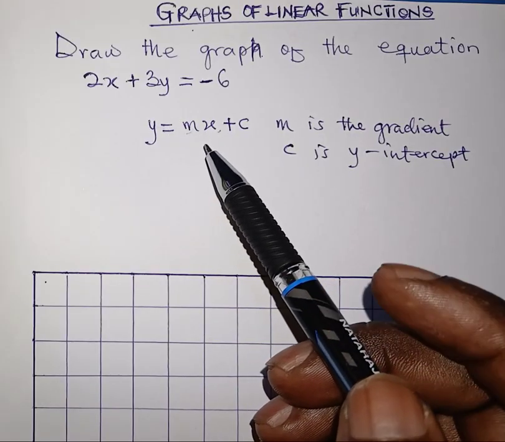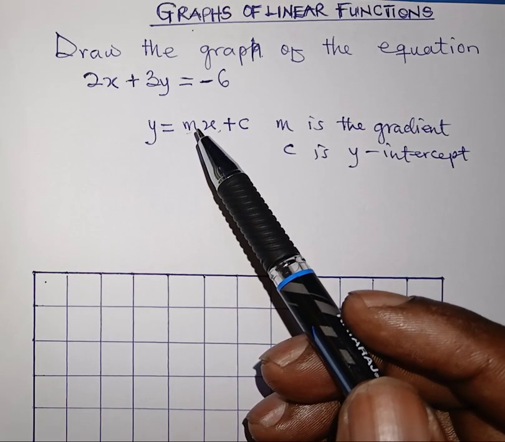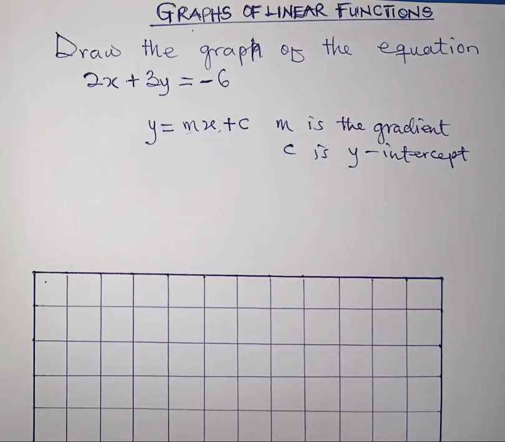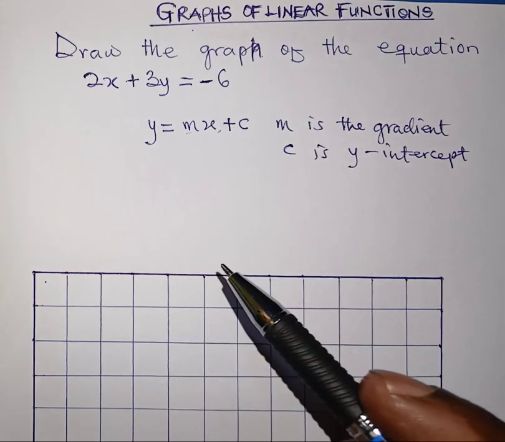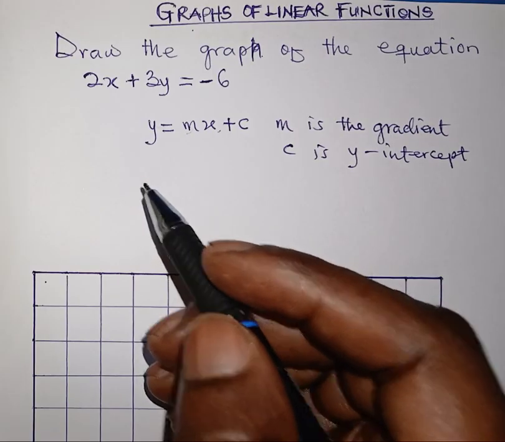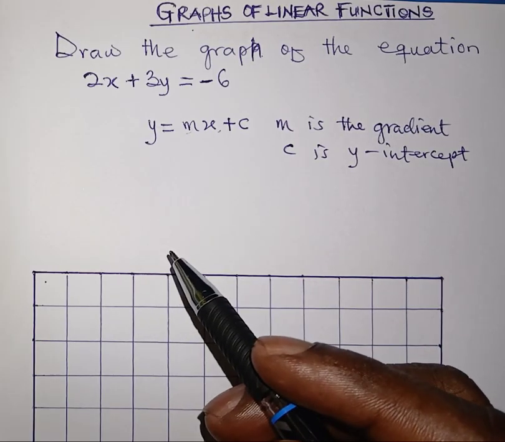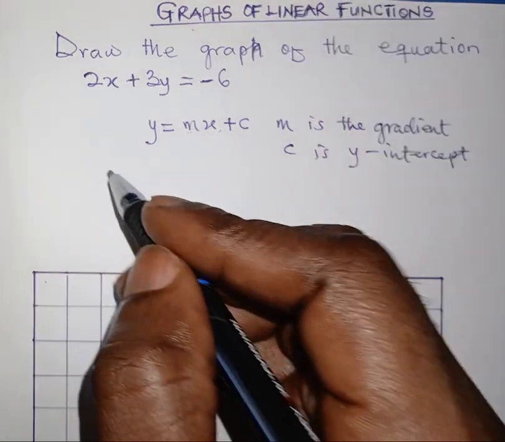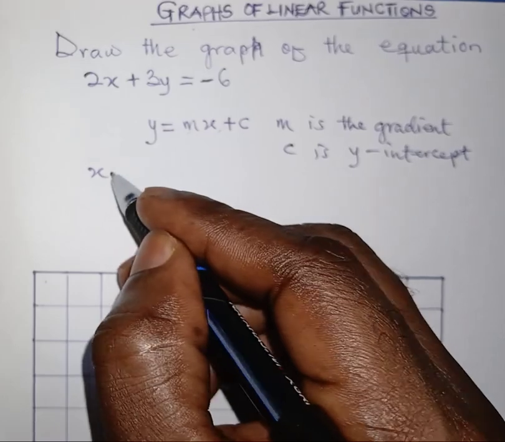When you are asked to draw the graph of such an equation, you can use both the x and the y intercept to draw this graph. You can also use the gradient and the y intercept. This one, we are going to use both the x and the y intercept. Before you can draw this graph, you need to get some points. So I need to get my x intercept.